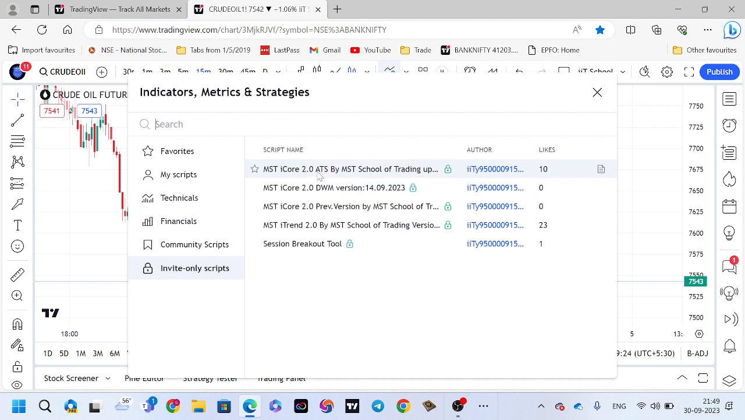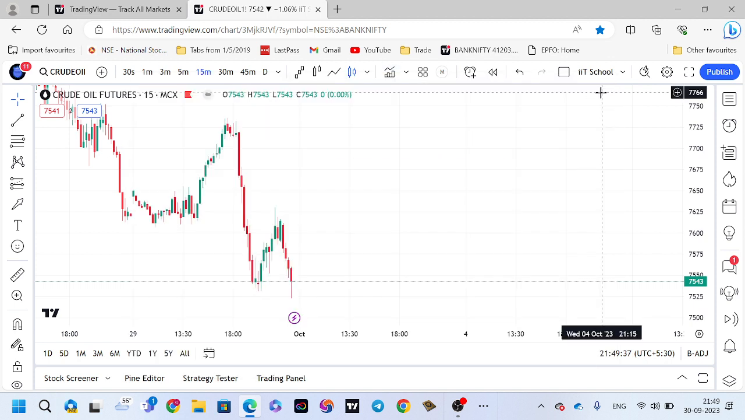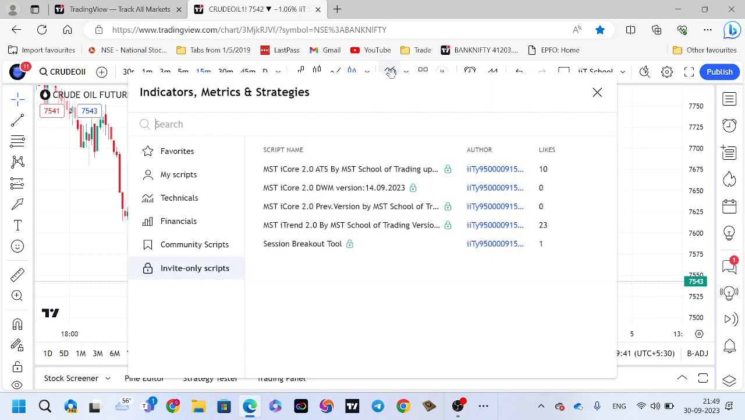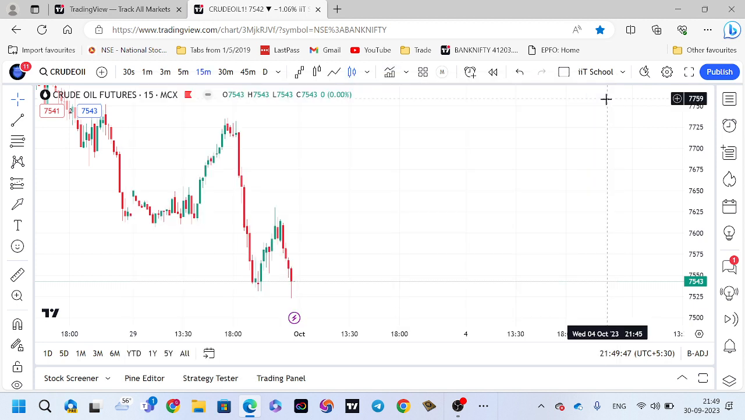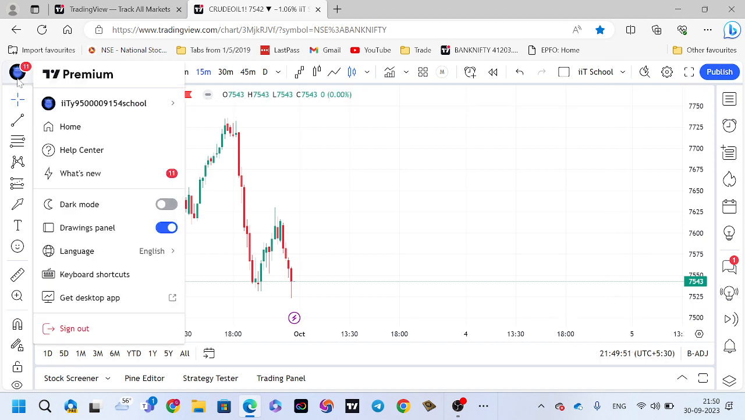There will be only one indicator in your account. Select the MST iCore 2.0 version. Just one click, and it will be added to your chart. That's all. No other settings are available. So the first step is to subscribe to our indicator. The second is to go to the indicator settings and add the indicator onto your chart. Clear?